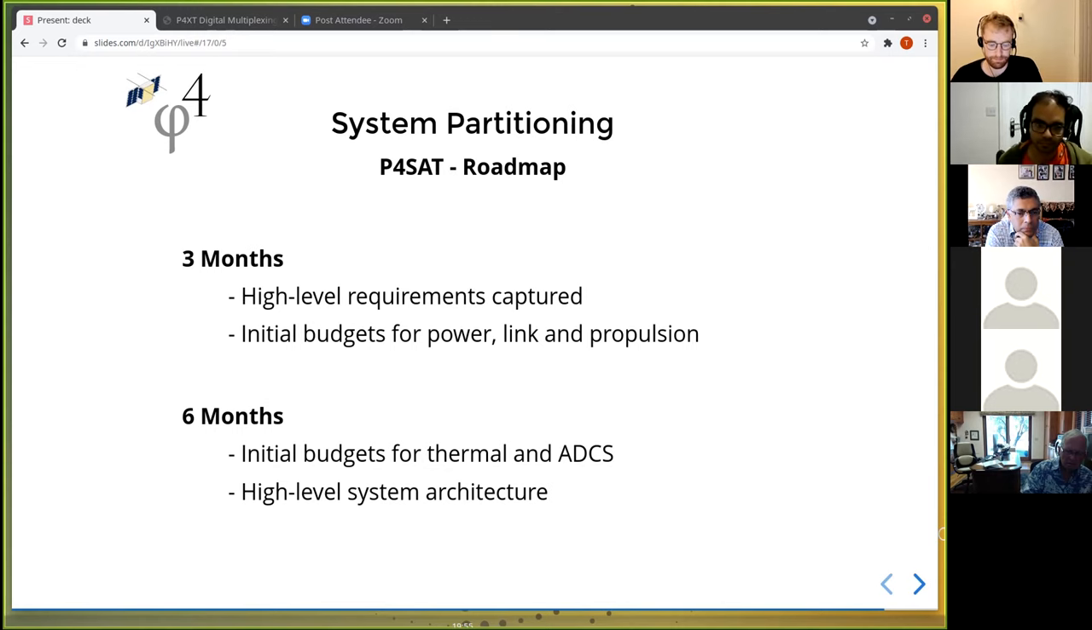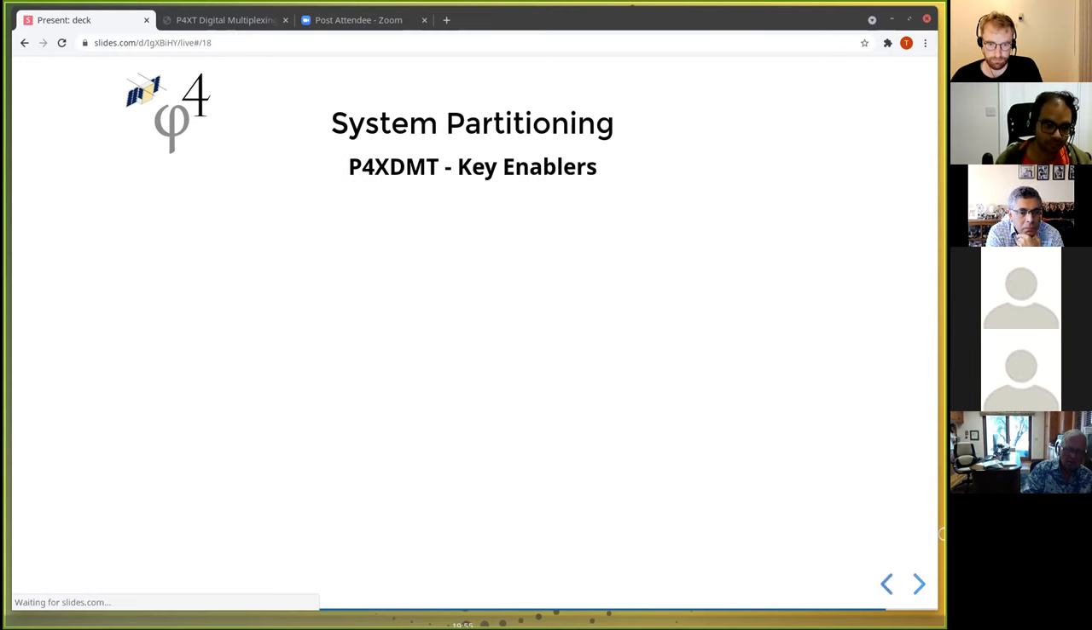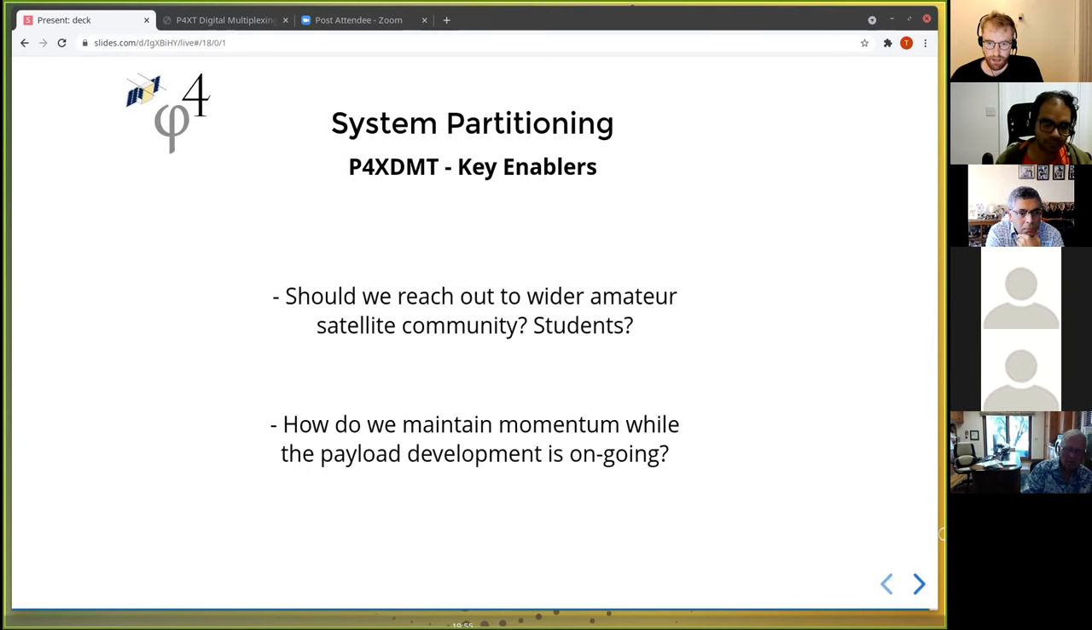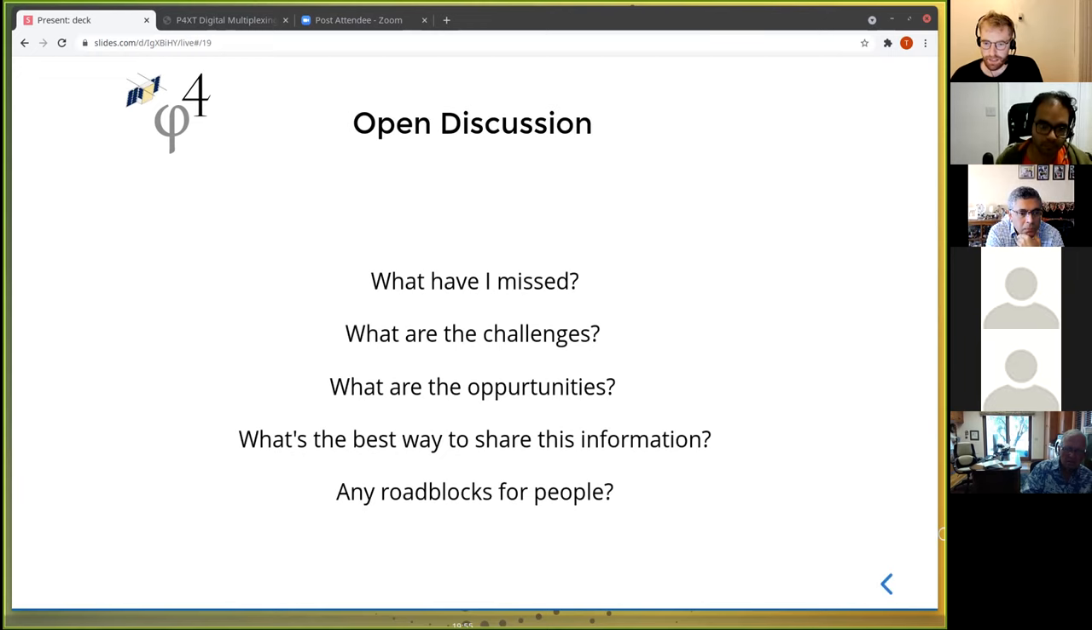Yeah, let's get back on track. We can talk about the actual quantities of the numbers a little bit later. So I think that basically comes to the end of the slide. So yeah, what have we missed? What challenges, what opportunities? Basically what are people's thoughts, things that we want to discuss.